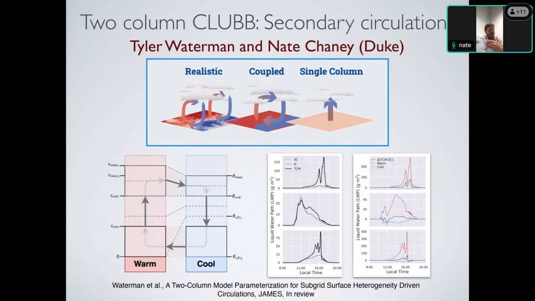And we saw that in LES, and the paper that Tyler developed is able to actually implement this. So simply with 2 columns, you're able to get this pretty nonlinear effect popping up in your subgrid atmosphere to account for what you're seeing on the surface. Next slide.